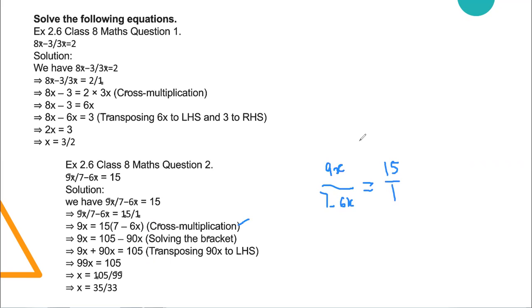Now, as you know, we're going to multiply the numerator with the denominator and the denominator with the numerator. When we do that, 9x multiplied with 1 is nothing but 9x. That's how we got 9x in the LHS part. And 15 is multiplied with (7 - 6x), isn't it? That's how we have got it in the RHS part.